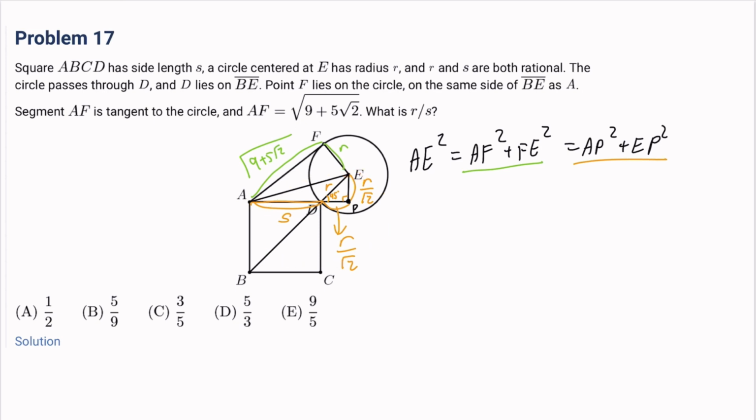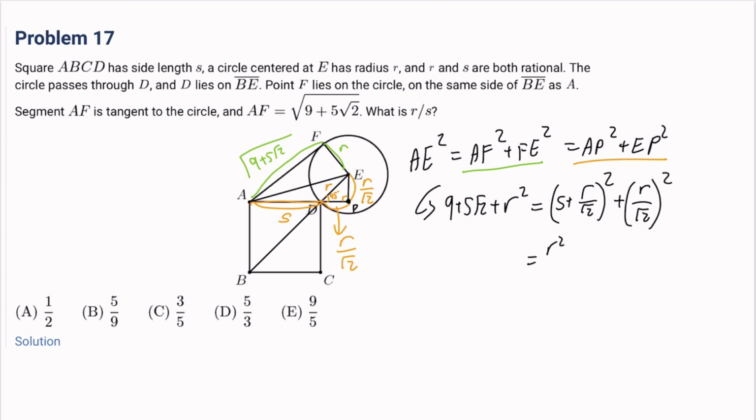If we just get all of these out, then AF squared plus FE squared is going to be 9 plus 5 root 2 plus FE squared, which is R squared. This is equal to AP squared plus EP squared, so this is S plus R over root 2 squared plus R over root 2 squared. If we expand that side, that's R squared over 2 plus R squared over 2 plus S squared plus root 2 RS. We know that this is R squared and that is R squared, so those two can be cancelled.